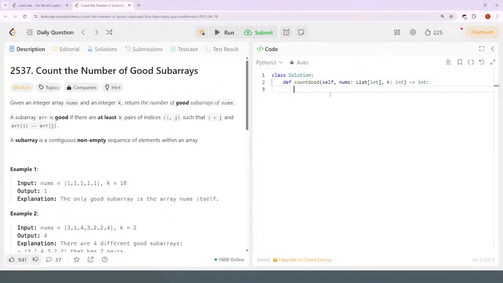Count the number of good subarrays. Given an integer array nums and integer k, return the number of good subarrays. Good is defined as at least k pairs of indices such that they're in order and the values are equal. There are at least k pairs of indices. Subarray is contiguous. Okay, yeah.